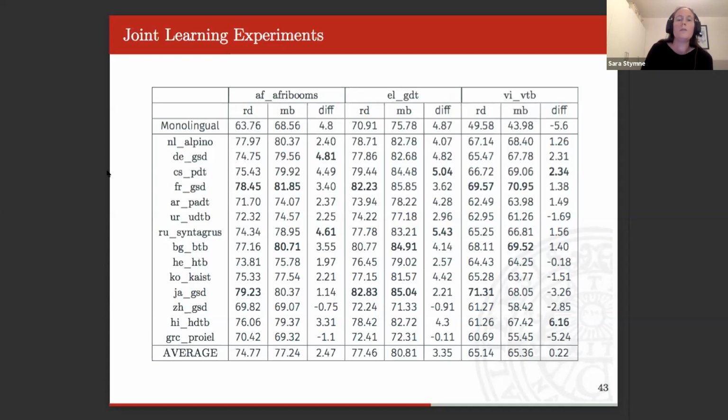We also halve the size of the transfer language data. So instead of 100,000 tokens, we use 50,000 tokens, and the results are largely the same. They're of course a bit lower, because using less data lowers the result, but they still beat the monolingual baseline in most cases, and the patterns are largely the same. I've already shown you so many numbers, so I don't want to push more numbers on you, so I'll skip that.